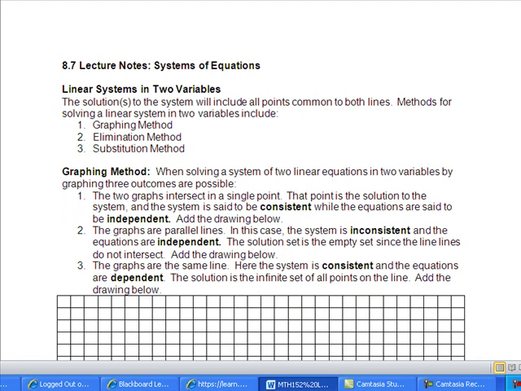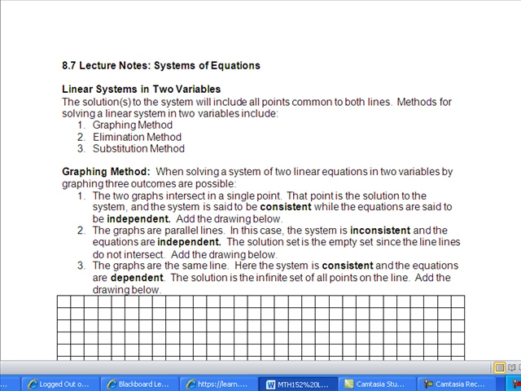Today we're taking a look at section 8.7 on systems of equations. In particular, we're focusing on linear systems in two variables. The section does go on to linear systems in three variables, but we are only doing the ones with two variables. Okay, so linear systems in two variables can be solved by one of three methods.